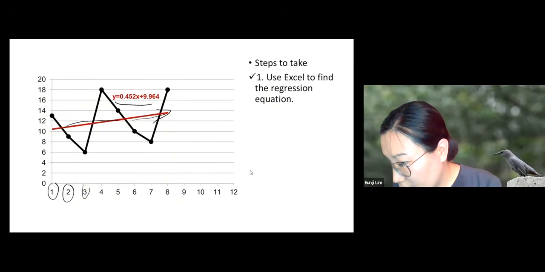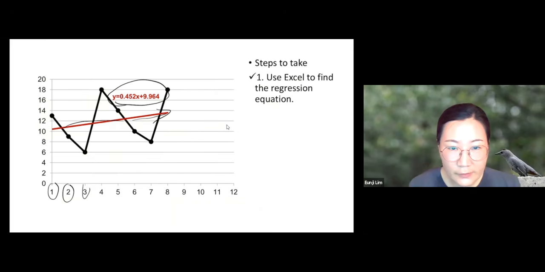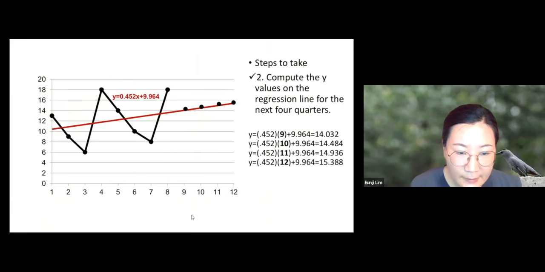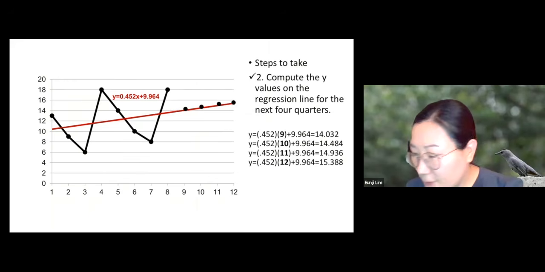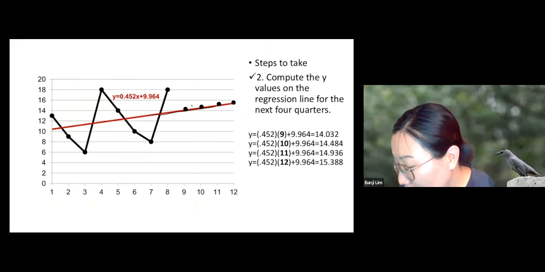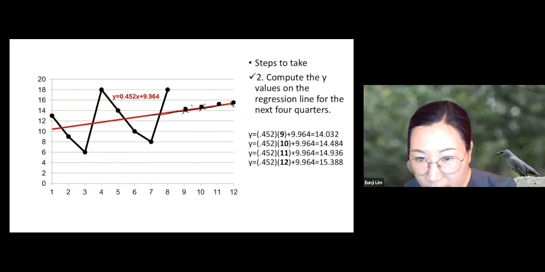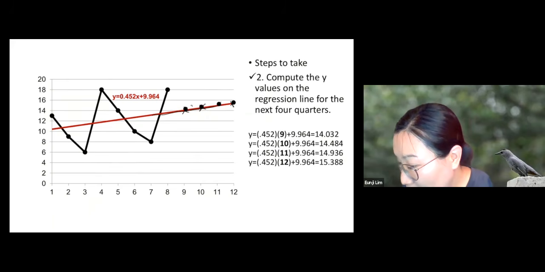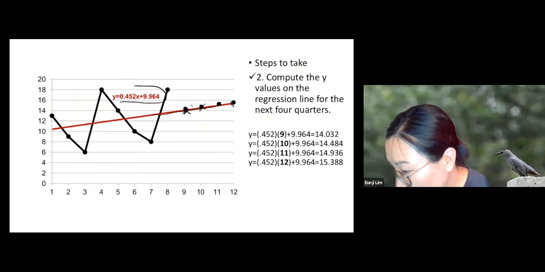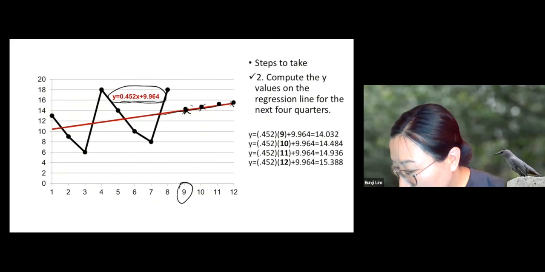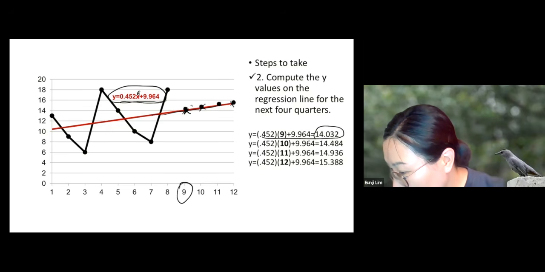So we found the regression equation. Now the next step is to compute the y values on the regression line for the next 4 quarters. So how can you find the y value of this point? We just need to take the regression equation and plug in the x value, which is 9. Right? If you plug in the x value, you get 14.032. That's the y value of this point.